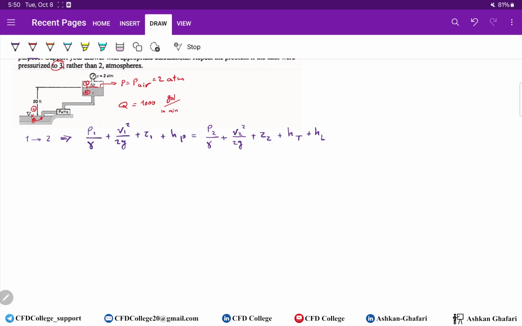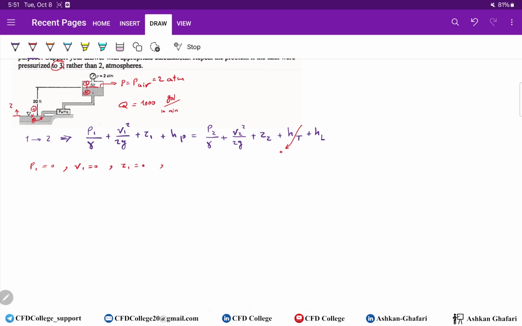What do we have and what do we know? In this system, we don't have a turbine, so this is 0. Pressure at point 1, it's a free surface, so P1 equals 0. And actually V1 is 0 too, because it's a free surface. If we place the z-axis here, Z1 is also 0.